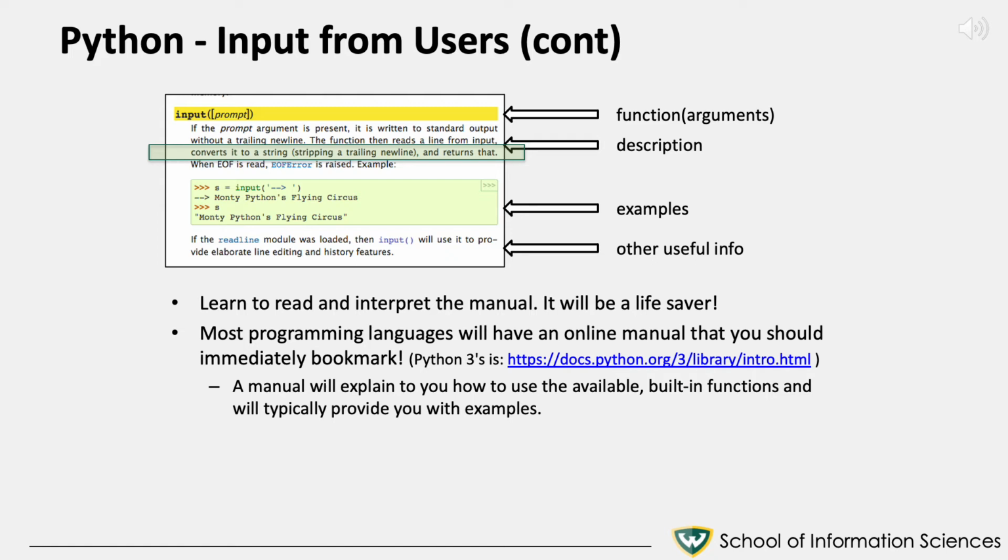What you need to do is learn to read and interpret the manual. It's going to be a lifesaver with any programming language: PHP, Python, R. Always find the manual first and bookmark it. Make sure you know it. And just browse through it and figure out how it's written. Because all the manuals are written a little bit differently, but a lot of them have kind of the same information available.